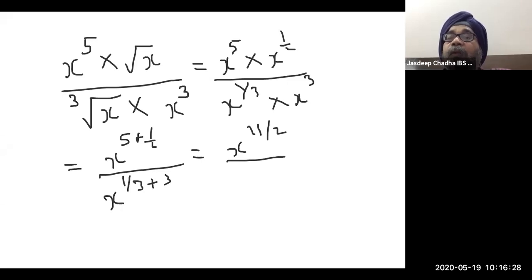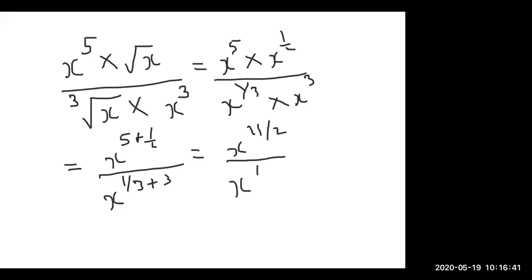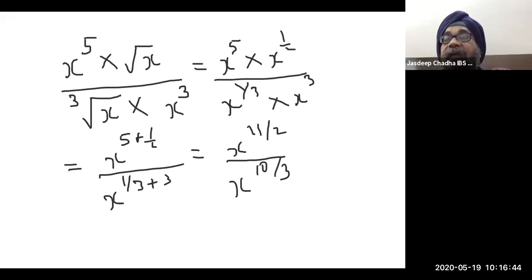Now when we solve the numerator, it is x to the power 11 by 2, correct? Then next is the denominator: if I add 1 by 3 plus 3, it will be 10 by 3. Now we divide x to the power 11 by 2 by x to the power 10 by 3. This is the division formula: the bases are same, so the powers will be subtracted. So it will be x to the power 11 by 2 minus 10 by 3.